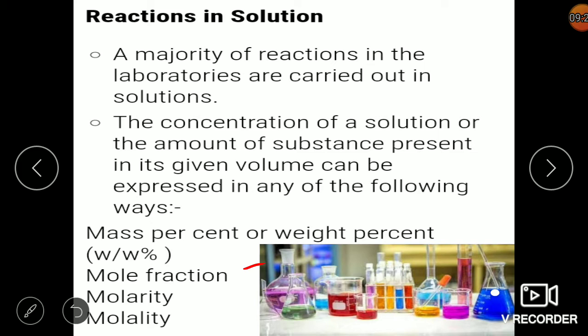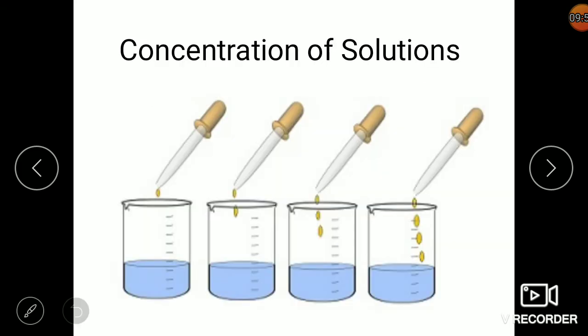Now, the concentration of a solution, that is, the amount of substance present in a given volume, can be expressed in these 4 ways. There are more ways, but these 4 are very essential. They are mass percent or weight percent, mole fraction, molarity and molality. Now let's understand what this concentration is.